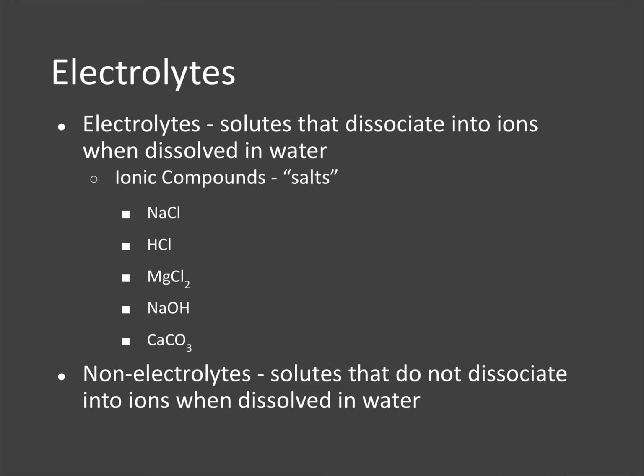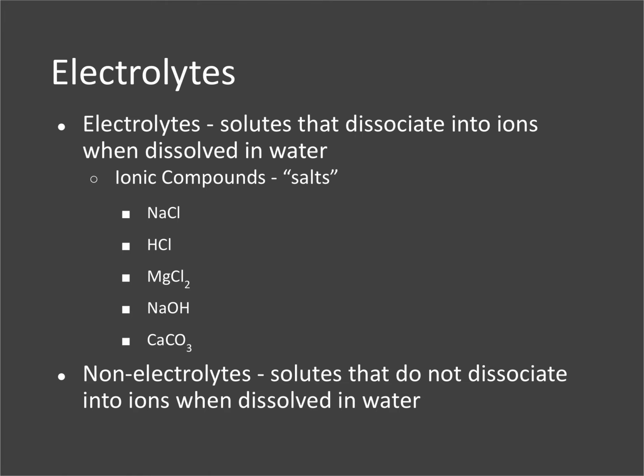So first of all, let's talk about electrolytes. An electrolyte is a solute that dissociates into ions when dissolved in water. Electrolytes are ionic compounds. And ionic is just a form of chemical bond in which one atom gives an electron, one or more electrons, to another atom, and then they are attracted to each other because they now have opposite charges. Ionically compounded molecules are also just known as salts.